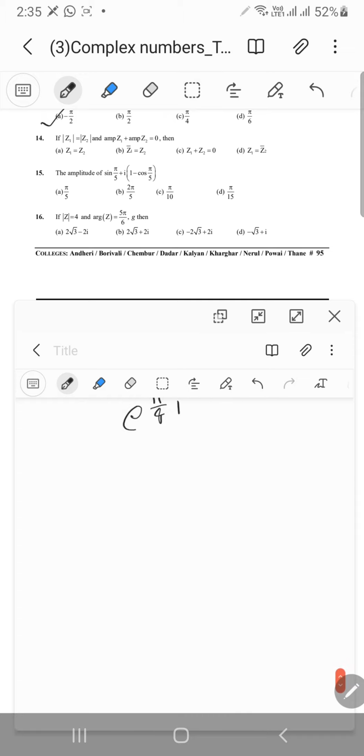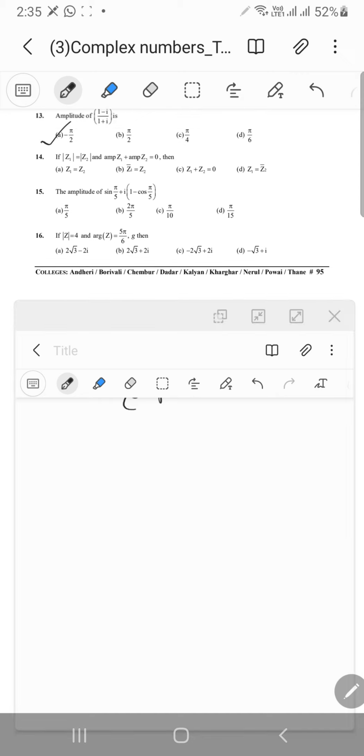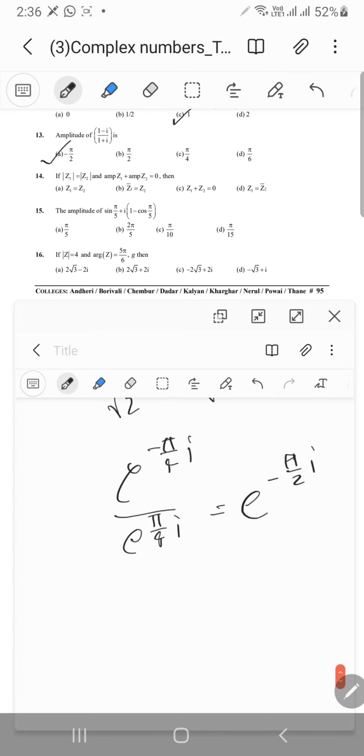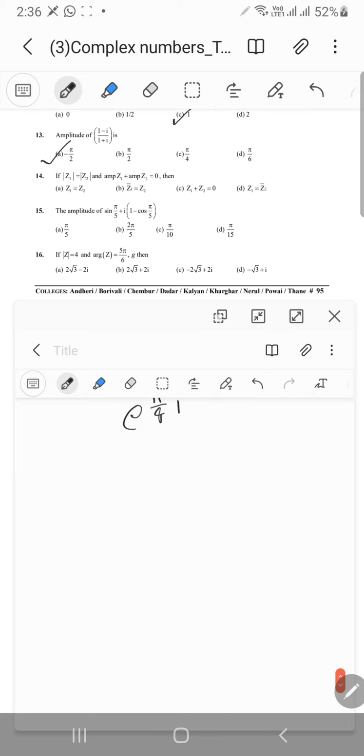Next, if mod of z1 equals mod of z2 and amplitude of z1 plus amplitude of z2 equals 0, then wait, what? How can they be 0? Amplitude has, oh, amplitude does not mean the mod, right? It means the argument. So their magnitudes are equal and their amplitudes are inverse, which means they are conjugates of each other. Z1 equals, z1 plus z2, no, that's not correct.